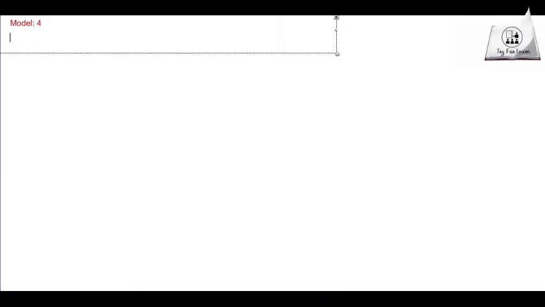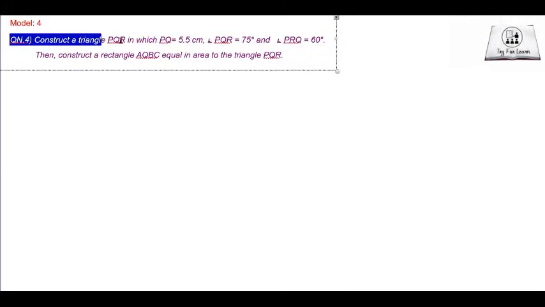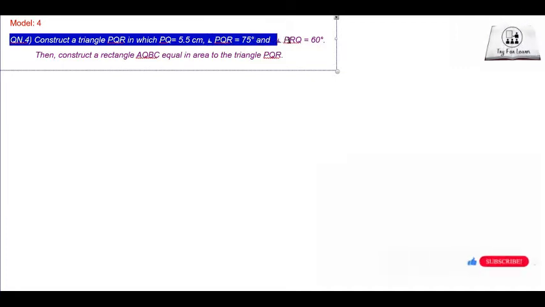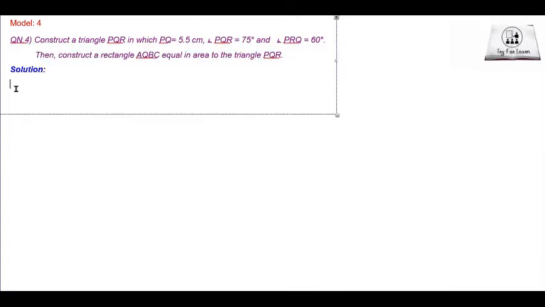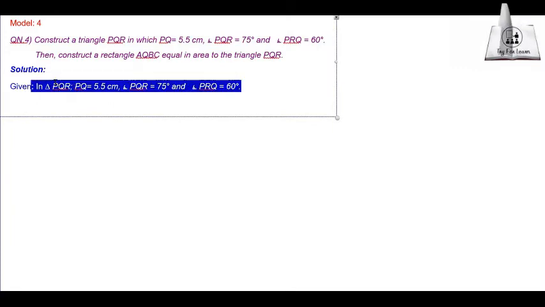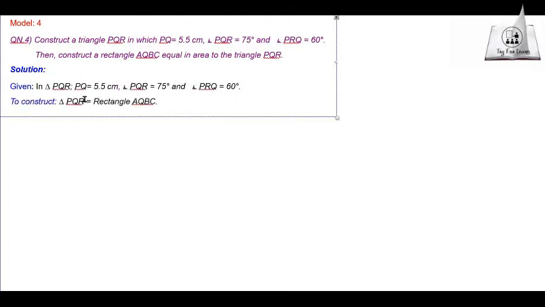Now let's start. Model number 4. Construct a triangle PQR in which PQ is equal to 5.5 centimeter, angle PQR is equal to 75 degree, and angle PRQ is equal to 60 degree. And then construct a rectangle AQBC equal in area to the triangle PQR. Solution: given in triangle PQR, PQ is equal to 5.5 centimeter, angle PQR is equal to 75 degree, and angle PRQ is equal to 60 degree. Construct a triangle PQR equal to rectangle AQBC.